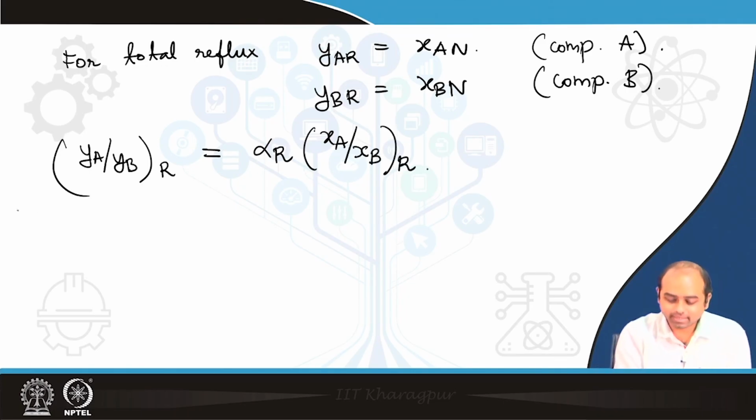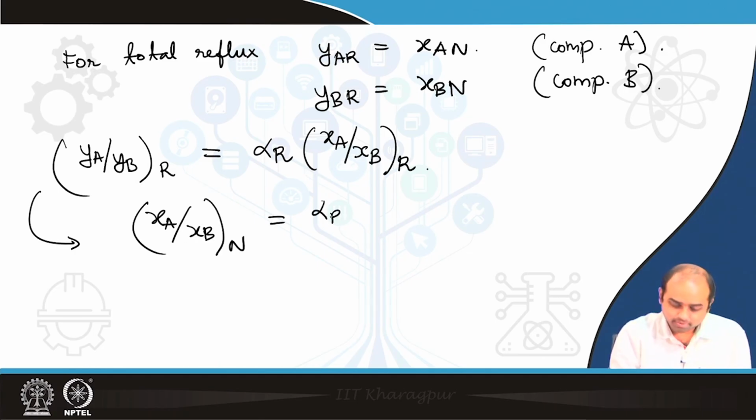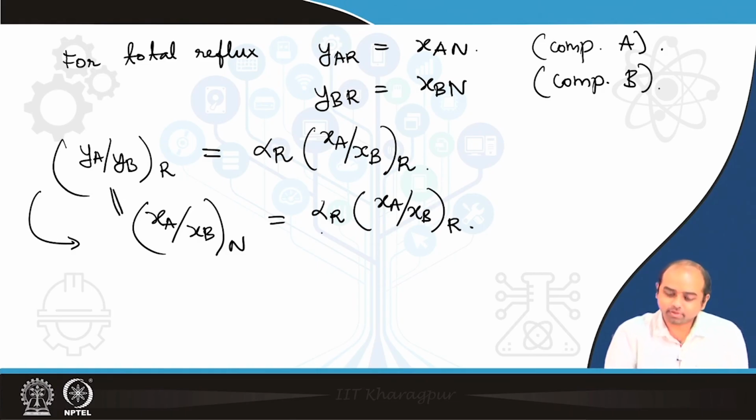Now this equation can be written as XA by XB at stage N is equal to alpha R times XA by XB at the reboiler. We are equating from the above equation, YAR is equal to XAN, isn't it?